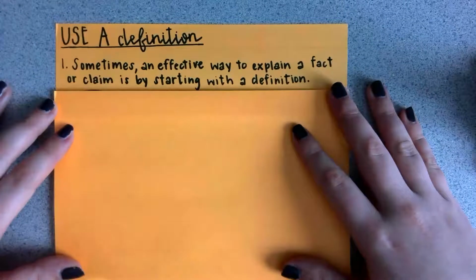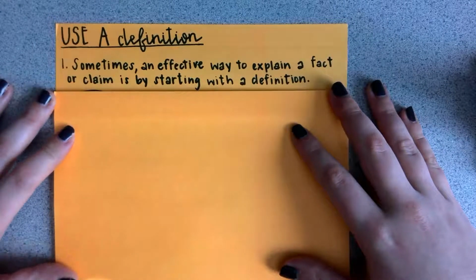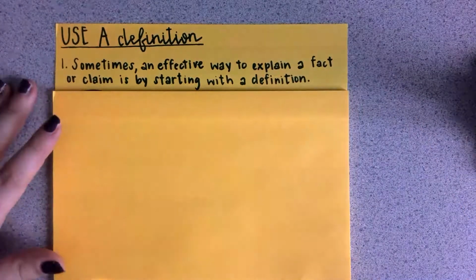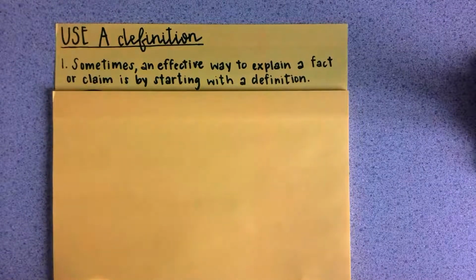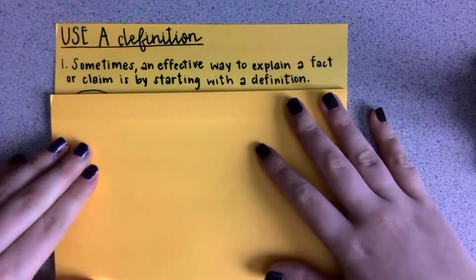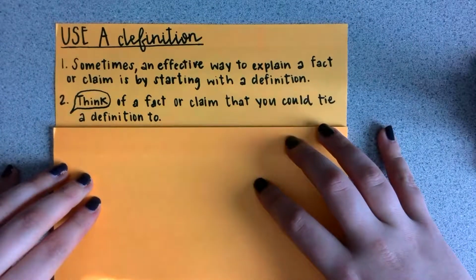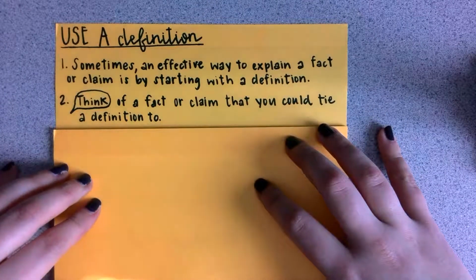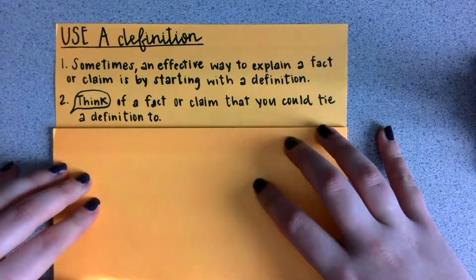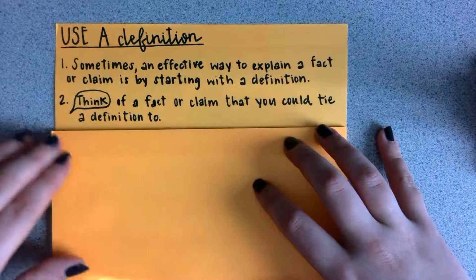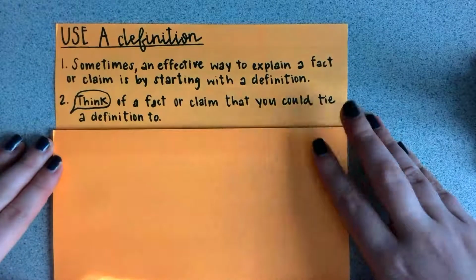The first step in using this technique is, sometimes an effective way to explain a fact or claim is by starting with a definition. So generally, I guess that's not a first step, just a starting point for you guys. After, you're going to think of a fact or claim that you can tie a definition to. This one will only work for certain claims, and I'm going to show you exactly what I mean by that.